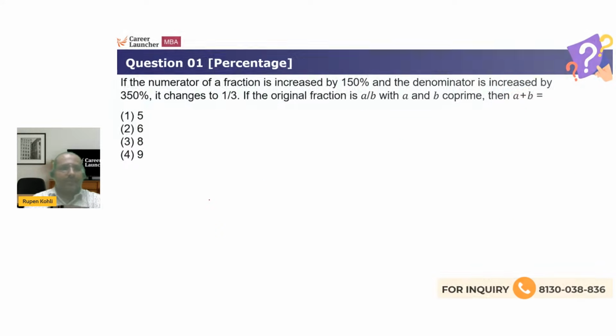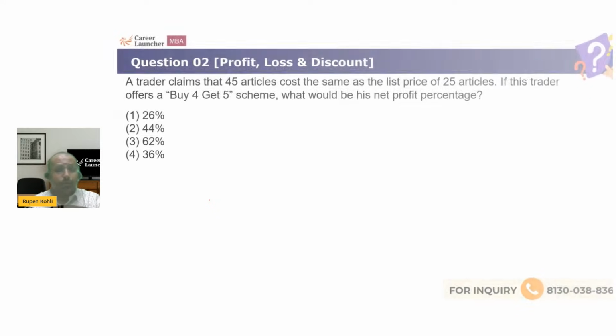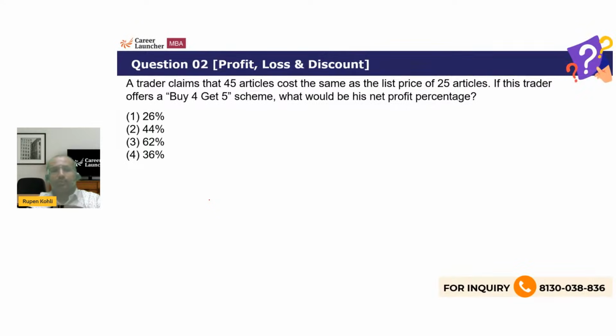Okay, next one. This is a quick fire. No time to waste. Next one. A trader claims that 45 articles cost the same as the list price of 25 articles. If this trader offers a buy 4 get 5 scheme, what is this? Buy 4 get 5? You must have heard of this many times.